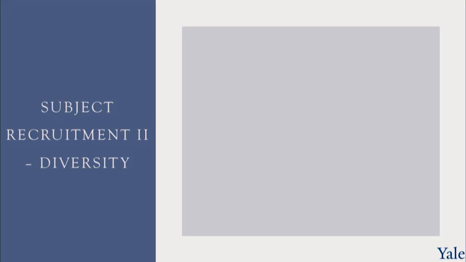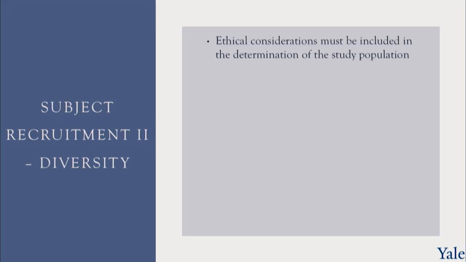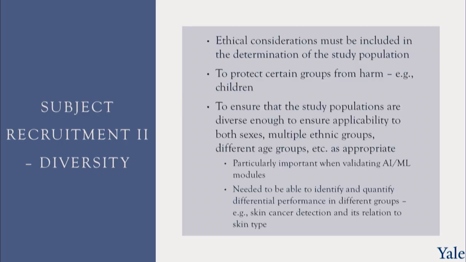The second ethical consideration when it comes to subject recruitment is diversity. And we have to consider the ethical considerations in the determination of the study population. This may be because we want to protect certain groups from harm. For example, we may not include children in some studies, and to ensure that the study populations are diverse enough to ensure applicability to both sexes, multiple ethnic groups, different groups as appropriate. This is particularly important when validating AI/ML modules that are very sensitive to the data. And this type of diversity is also needed to be able to identify and quantify differential performance in different groups.